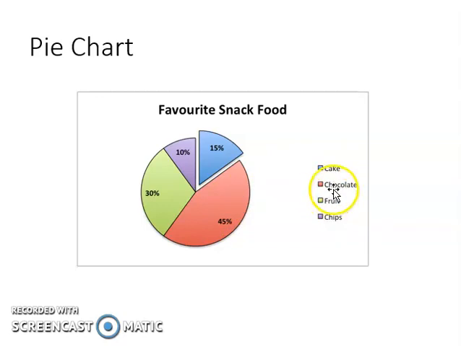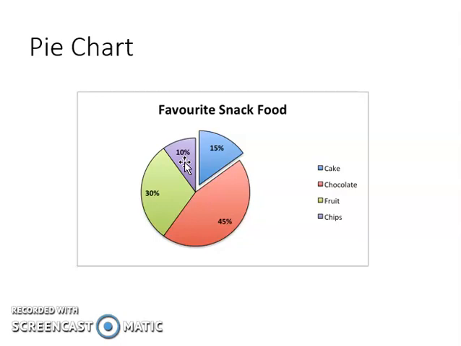It represents something. So the blue one represents the cake. This one is the cake. The pink or red one is the chocolate. The green one is the fruit. The purple is the chips. So here, the most favorite snack of the students is the chocolate. And the least, the smallest part of the pie, is chips.